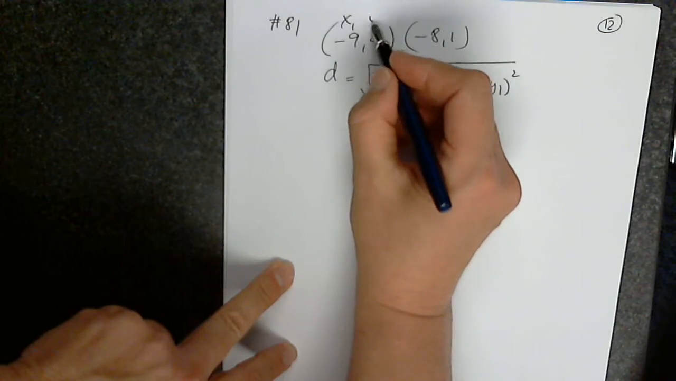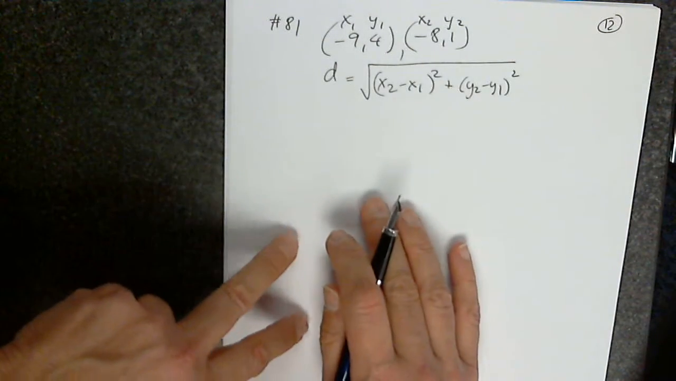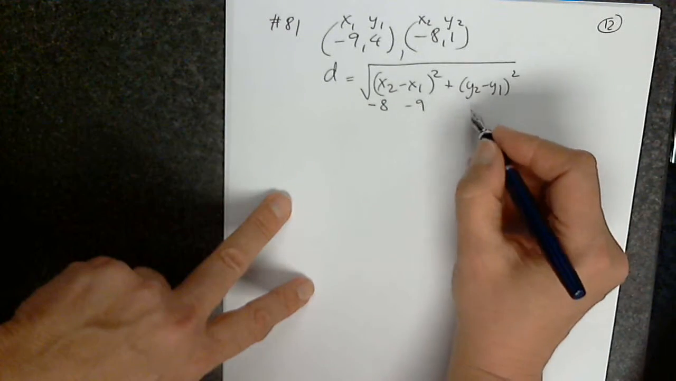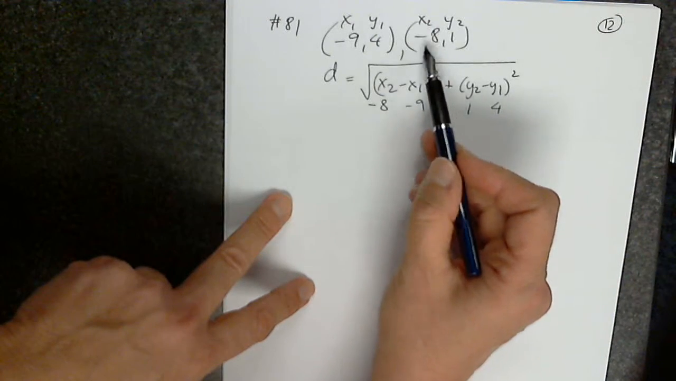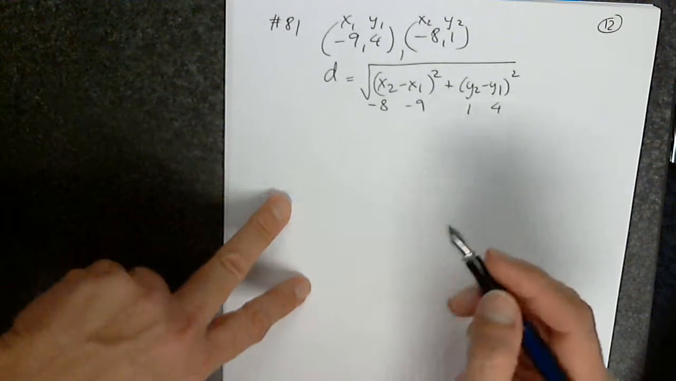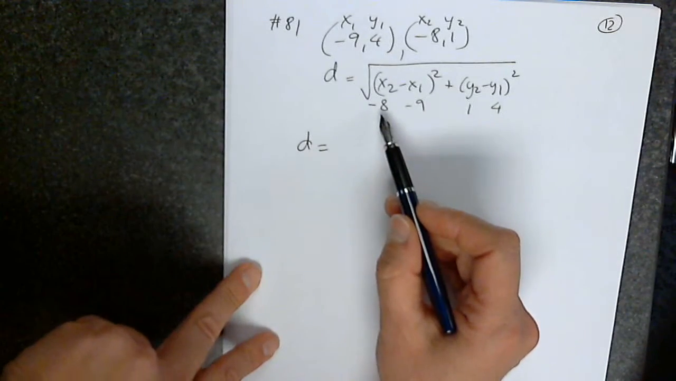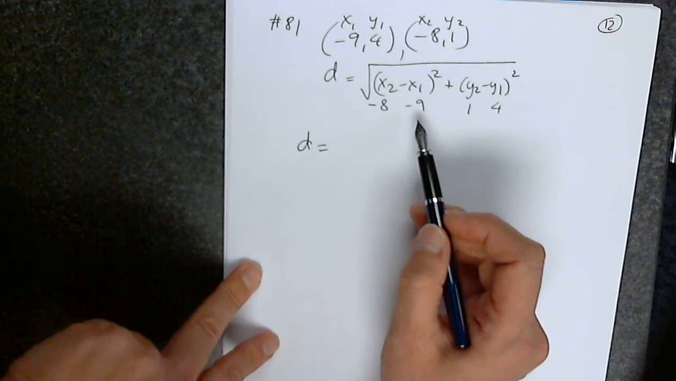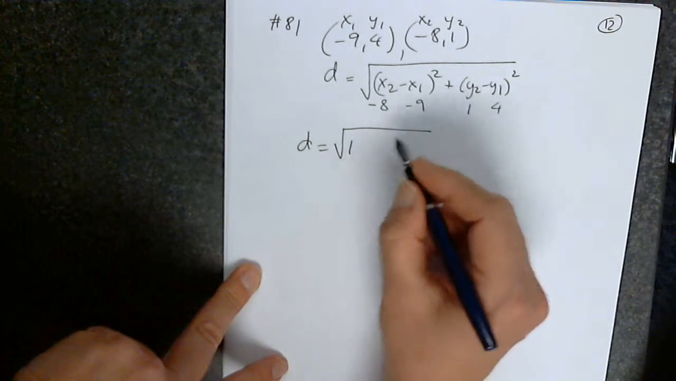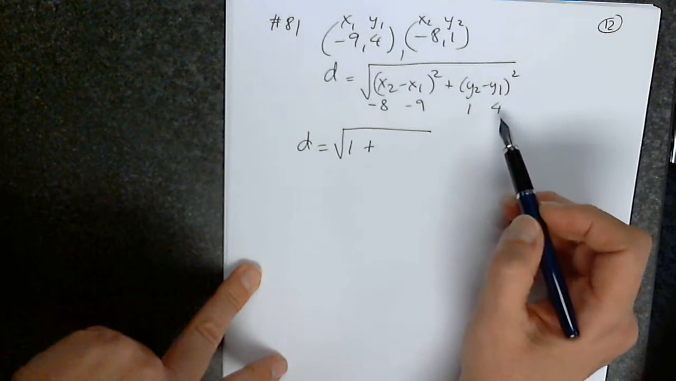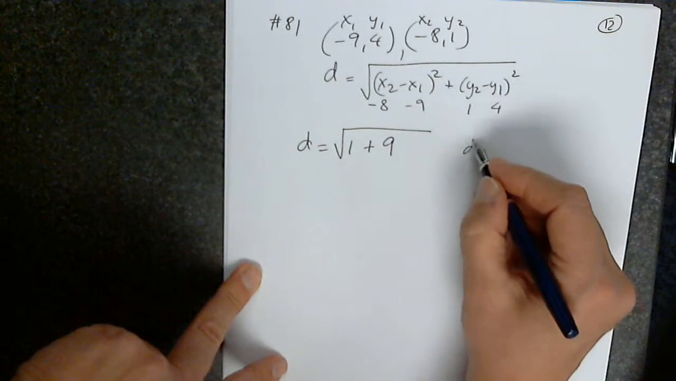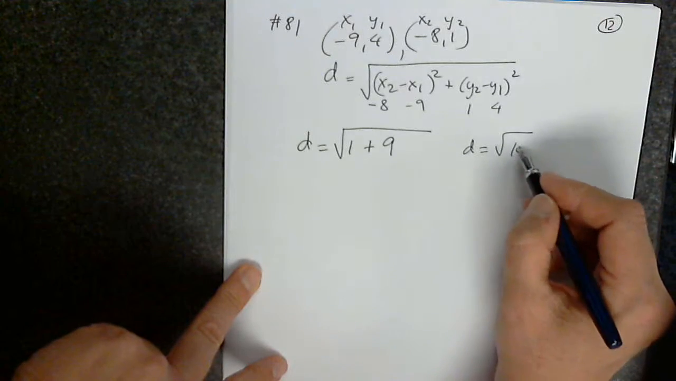So this was x1, y1, x2, y2. This is negative 8, and this is negative 9. And this is 1, and this is 4. One more time. x2 is negative 8, x1 is negative 9, y2 is 1 and y1 is 4. So let's do this together. Negative 8 minus negative 9. 1. 1 squared. 1. Plus 1 minus 4. Negative 3 squared. So d equals the square root of 10.